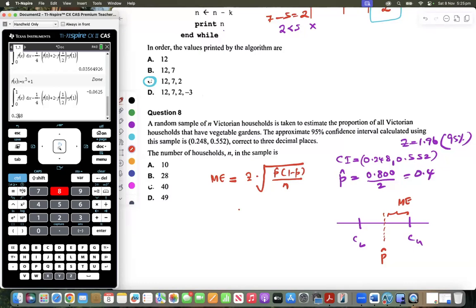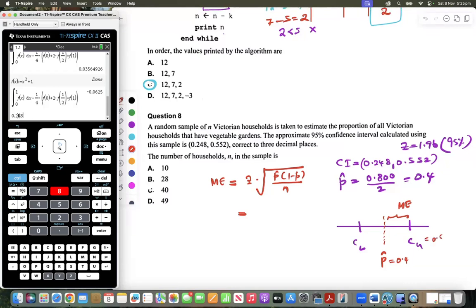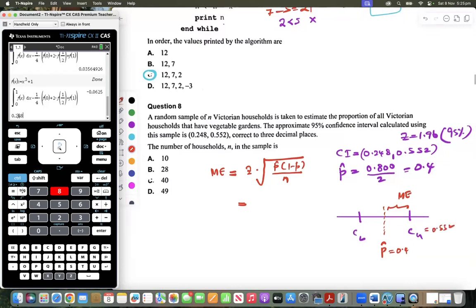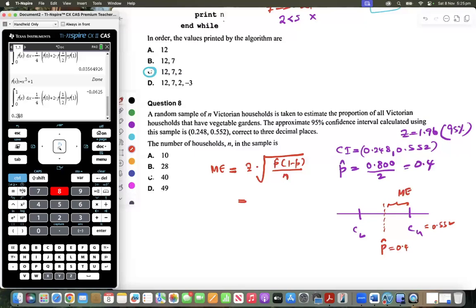Margin of error is equal to, so I know the number here, right? Because the p hat value is 0.4. Yes, I know that. The top value here is 0.552. Therefore, 0.552 take away 0.4 is my margin of error, which is 0.152.